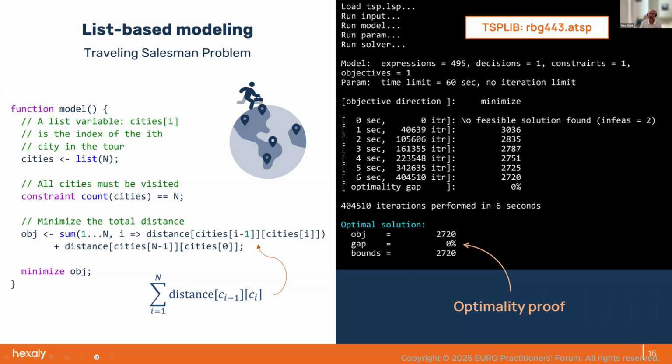I launch Hexaly on an instance from the TSPLIB, the famous TSP benchmark, with 443 cities. So it's not really big, but it's not so small. And here you get the optimal solution in seconds. In a few seconds on a basic laptop, my laptop, you can get the optimal solution. You close the gap here. So it's not just that you find the solution, you prove this is the best. You have the objective value, you have the bound, the gap is 0, it's optimal.